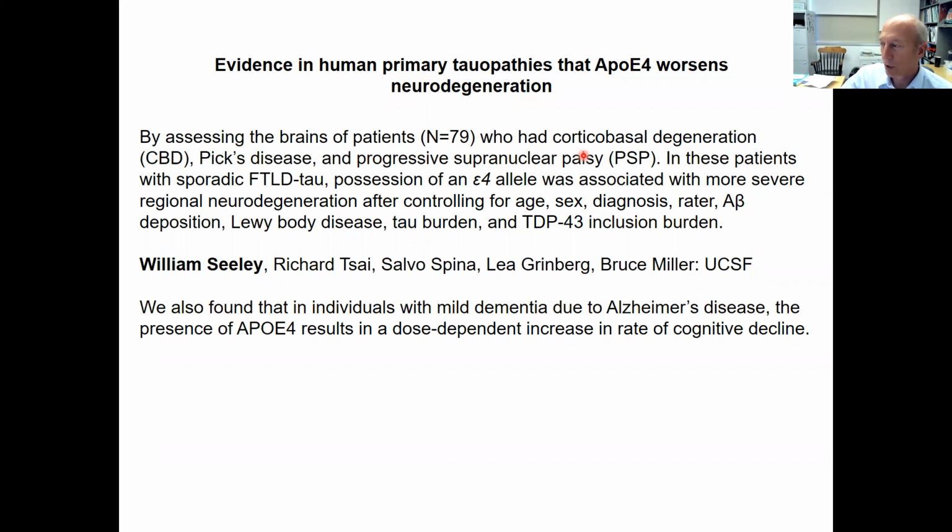So there was generally more damage, when you normalize for the amount of tau pathology in these primary tauopathies, in the presence of E4. We also did a set of experiments looking at people in our ADRC who were very mildly impaired, all of whom had amyloid deposition, and followed their course over time. We noted that the progression of disease was significantly faster in an APOE4 dosage-dependent fashion. Not dramatic, but definitely significantly faster. So I think this argues that one of the effects of APOE might not just be on amyloid, but also on this sort of damage linked to tau pathology.